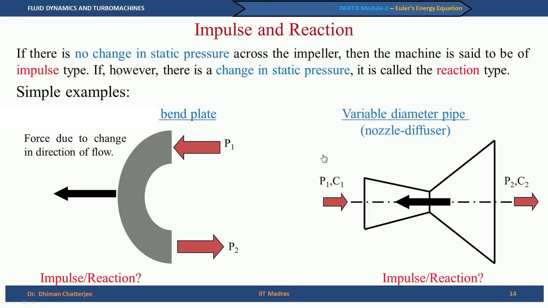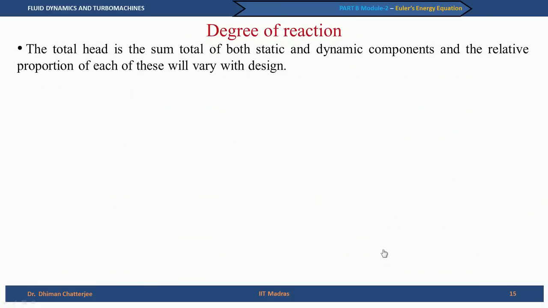Contrast this with a variable diameter, let us say nozzle-diffuser configuration, in which the pressures at the inlet and outlet are different, because even if I take it as an incompressible flow, the velocities are different, so pressures are different, and we get a net force because of the change in pressure, though the flow direction is the same. So, in the first case, there is a simple change of flow direction, no change in pressure. In the second case, there is a change in pressure, but no change in flow direction. And hence, by our definitions, the first one is an impulse type and the second one is a reaction type. So, in any machine in general, we can have both a change of pressure as well as a change of direction.